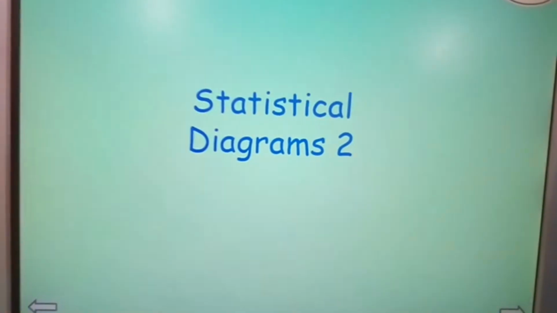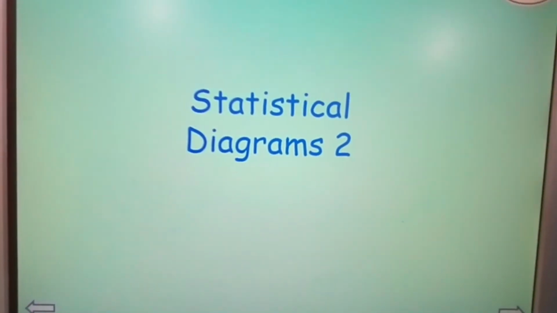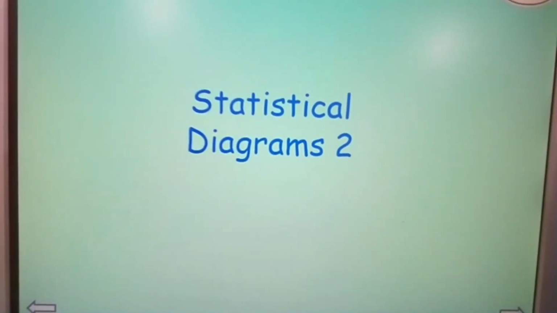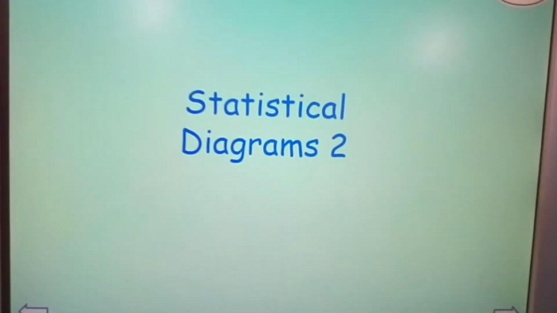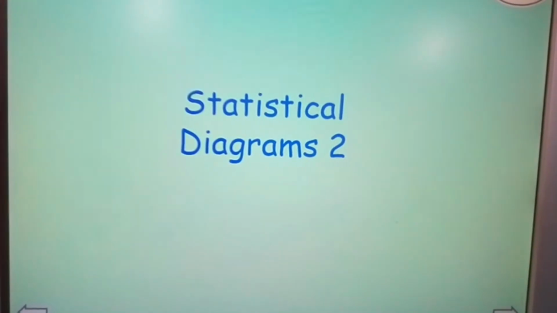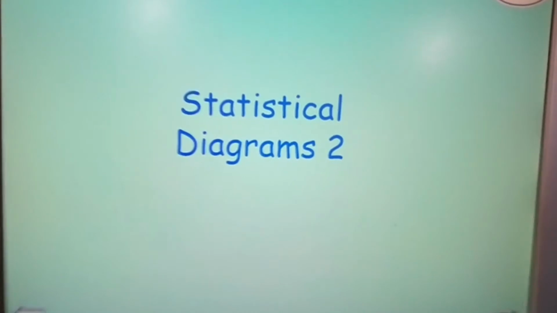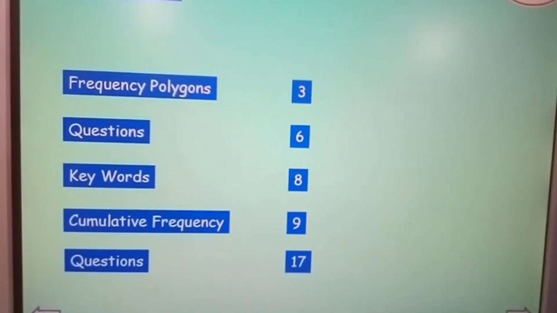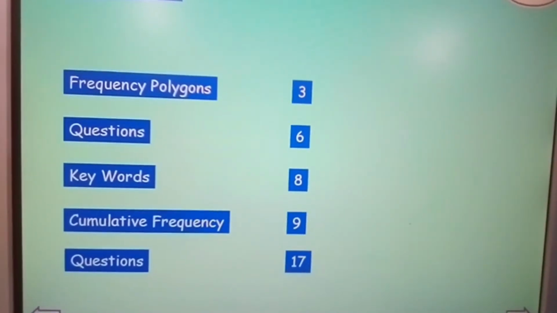Okay, welcome back. What I want to look at is statistical diagrams. We looked at that previously in another video before this, but there's that much information to be presented that it has to be done in its own right. Right, let's move on. That's your contents: frequency polygons, questions, keywords, cumulative frequency, and questions.